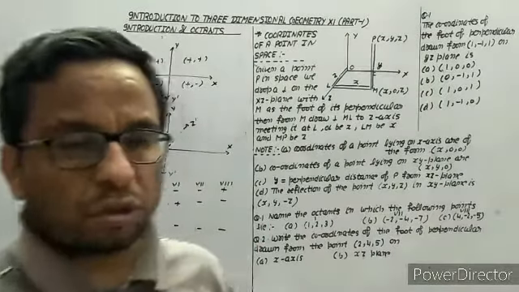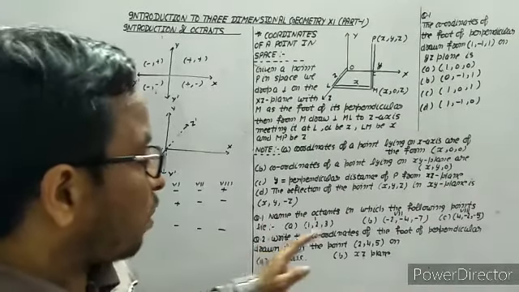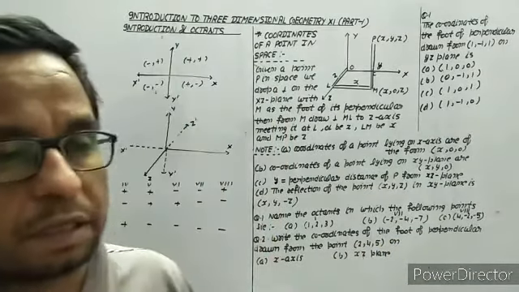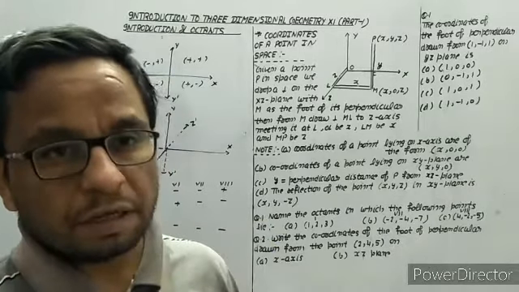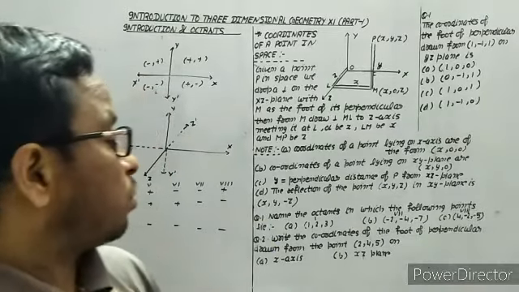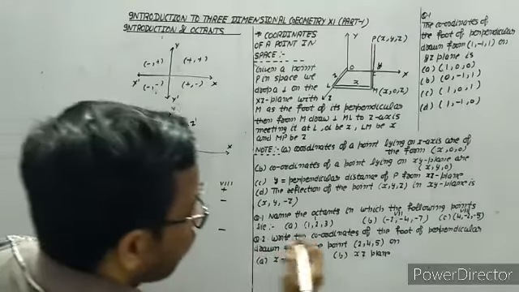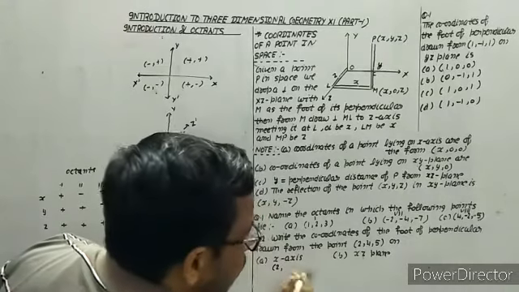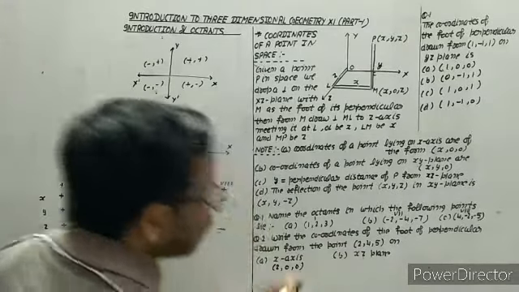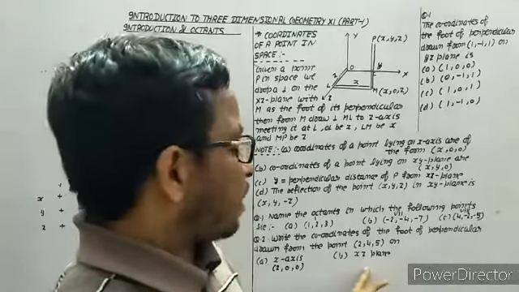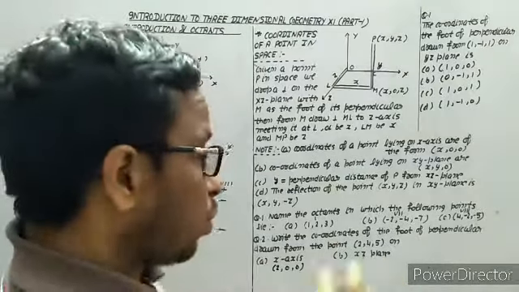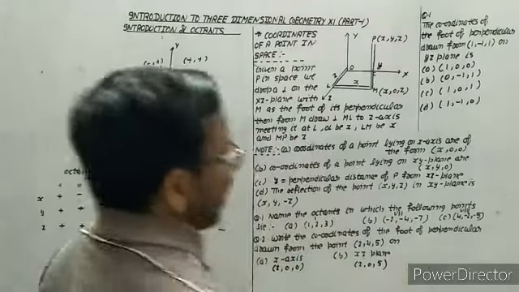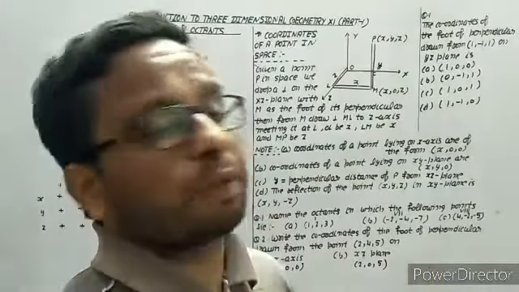Now let's start the solution of question number 2. Write the coordinates of the foot of the perpendicular drawn from the point 2, 4, 5 on the x-axis. You know very well, on the x-axis, y and z will be 0. So the coordinates of the foot of the perpendicular drawn from the point 2, 4, 5 on the x-axis will be 2, 0, 0, and this will be the answer. In the xz plane, y is equal to 0. So the coordinates will be 2, 0 and 5, and this will be the answer for this plane.